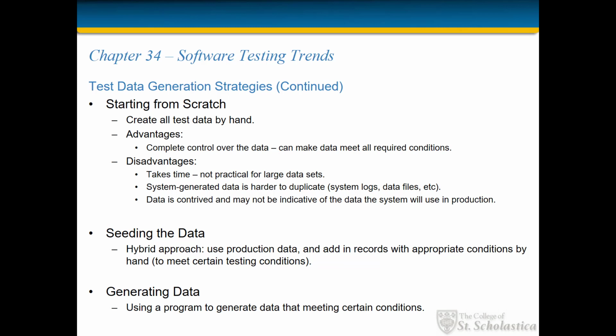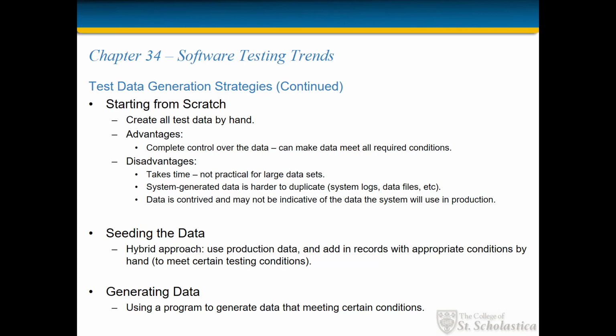It's probably typical, even if you take production data, that you still need to go in and massage that a little bit by hand. And same thing, it's pretty hard to generate all your test data by hand, especially if you need a ton of records. So maybe you'll do some of that, but then you'll try to pull production data for the rest of it. And then the fourth approach is generating data.